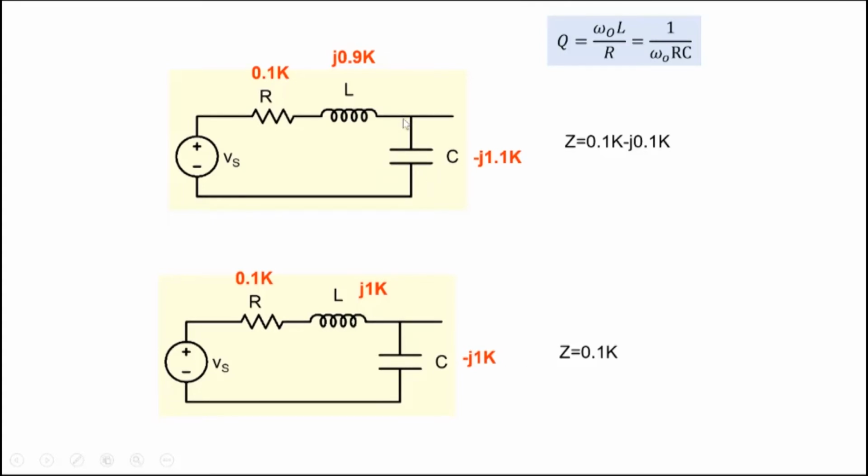and why is that happening? Because the reactive impedance is not that high compared to the resistive impedance here. 0.9 K divided by 0.1 K, or 1 K if you look at it at resonance, 1 K divided by 0.1 K, is only a factor of 10.